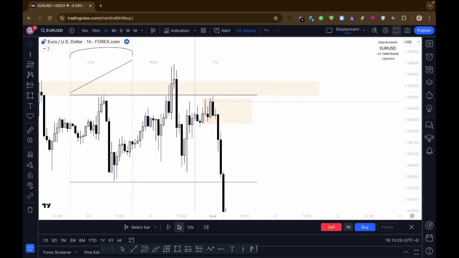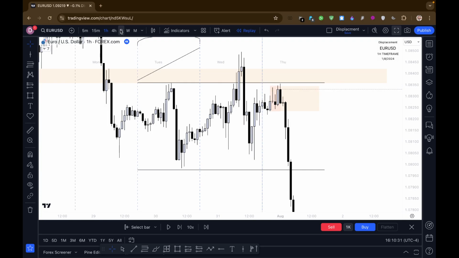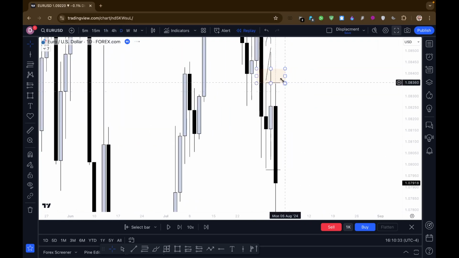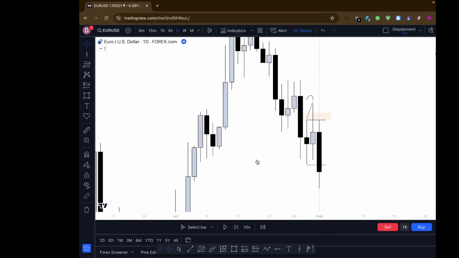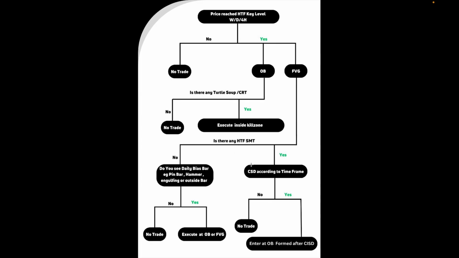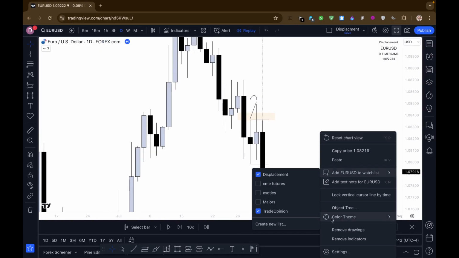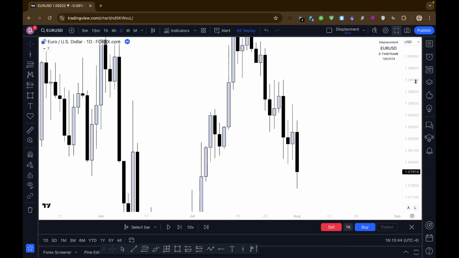I did not get the entry, but yeah, the idea was right. The idea was that the next day has to be a bearish day. Okay, because this is how you will find the bias, by using this framework. Okay, and yeah, this is how you will do it.